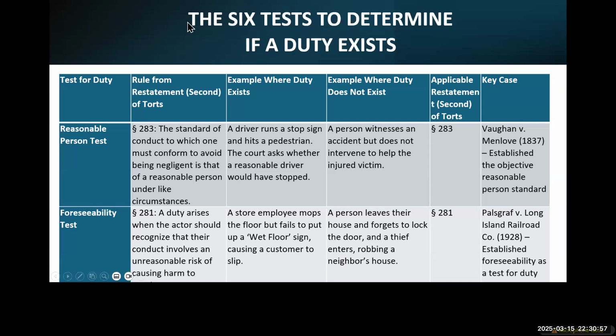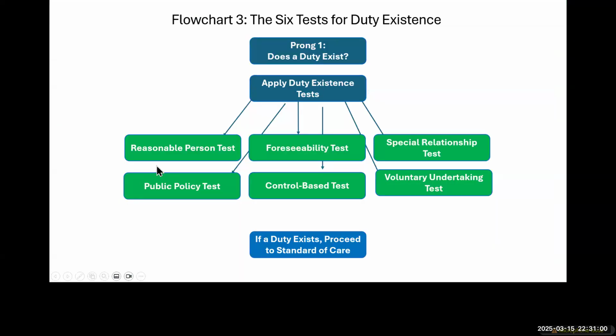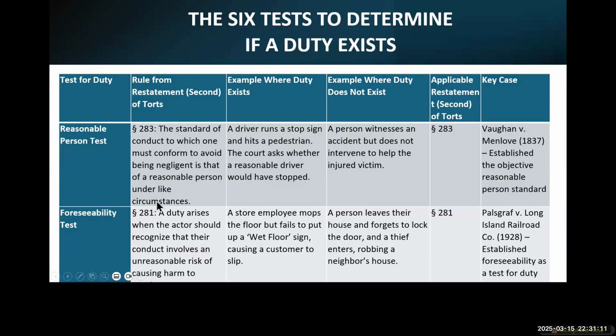Okay. All right. Perfect. Let's go to the second test. What are we doing? We are trying to determine if a duty exists from the defendant to the plaintiff. We're going to do our second test, which is our foreseeability test. Great. What's the foreseeability test? The foreseeability test is reduced to writing in the Restatement Second of Torts, Section 281. Section 281 says a duty arises when the actor should recognize that their conduct involves an unreasonable risk of causing harm to another.